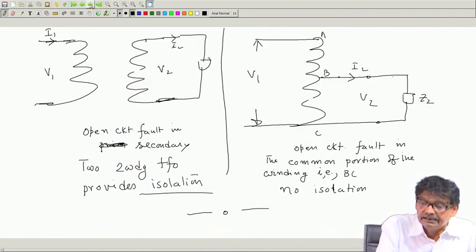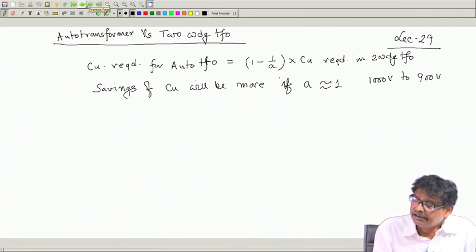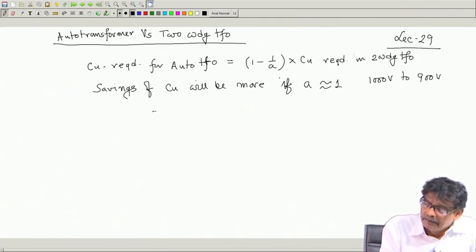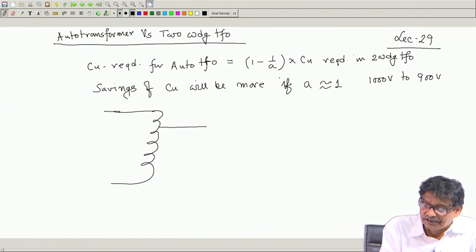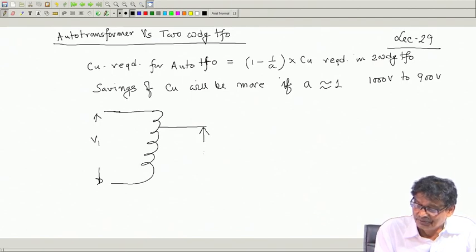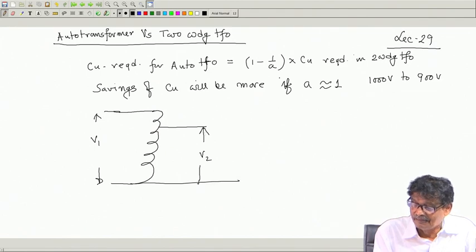If that be the case, then I will say better go for an auto transformer. That is when this voltage V 1 and this voltage V 2, their orders are nearly the same.